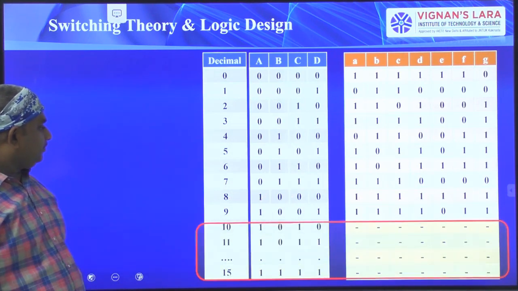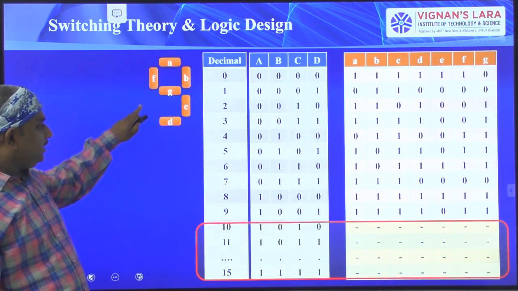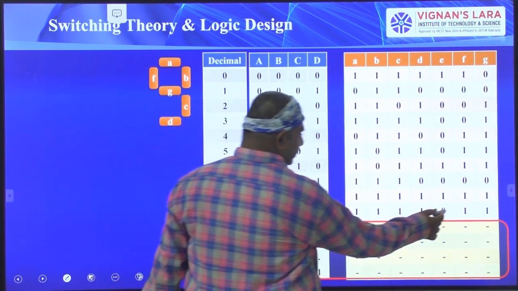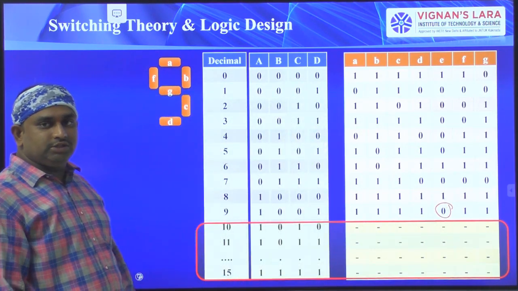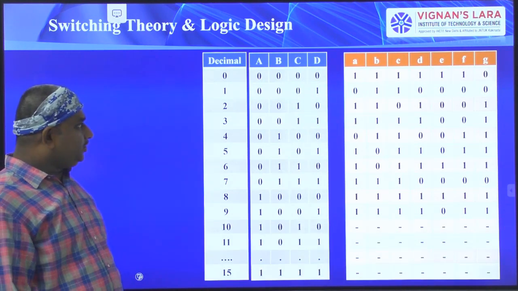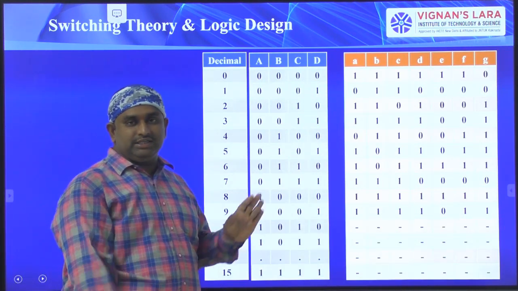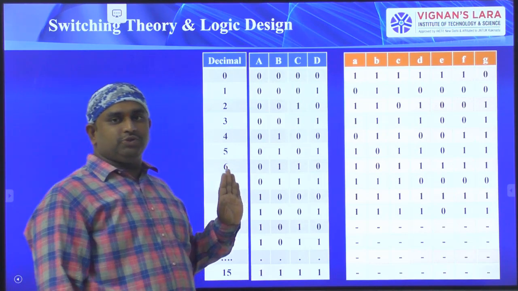Next 9. For 9, here E is not displaying. Only E is not working here. For the remaining combinations, it is working. Right? Now, so these are the final values from 0 to 9.